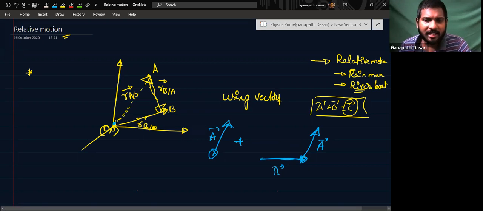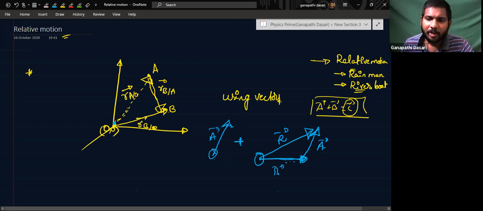A I shifted here. So now what is the resultant? There will be a free end here. There will be another free end. You have to draw from tail to head. So this is the resultant vector of A and B. Okay, Varun, did you get it? Yes, sir.